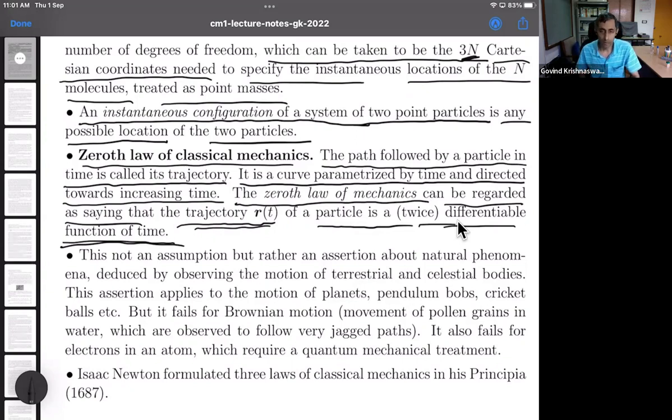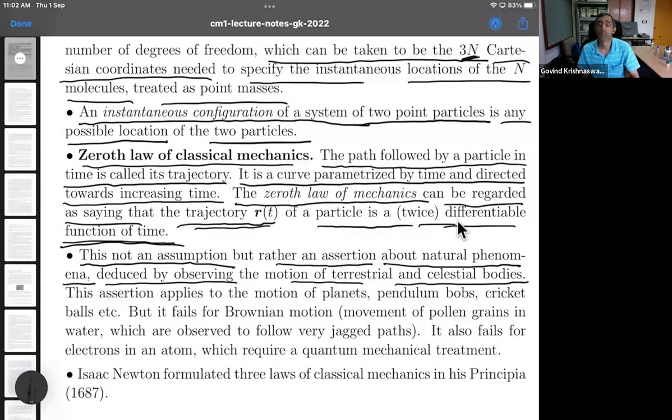This is not a self-evident fact. It is not an assumption. It is a law of nature. So let me say that again. This is not an assumption, but rather an assertion. It is an assertion about natural phenomena deduced by observing the motion of terrestrial and celestial bodies, such as cricket balls and planets and so on. This assertion applies to the motion of planets, pendulum bobs, cricket balls, etc. So this is a law of nature that applies to certain objects.